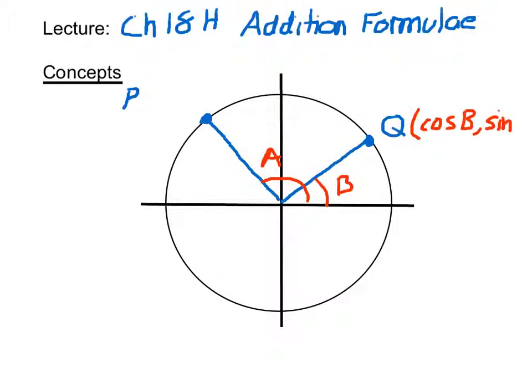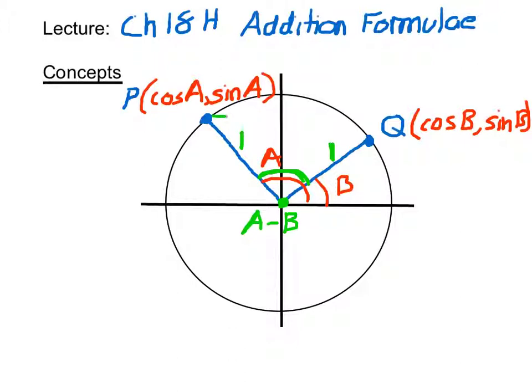Therefore, the coordinates of Q are cosine B, sine B, and the coordinates of P are cosine A, sine A. We know a few other things about this picture. We know that the angle between these two lines is the angle A minus the angle B. We know that the distance from the origin to Q is 1, and that the distance from the origin to P is 1 because this is a unit circle.